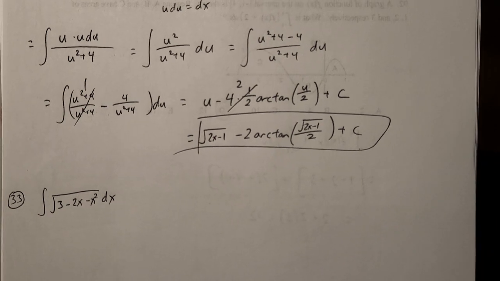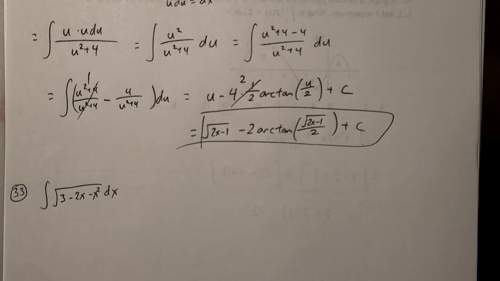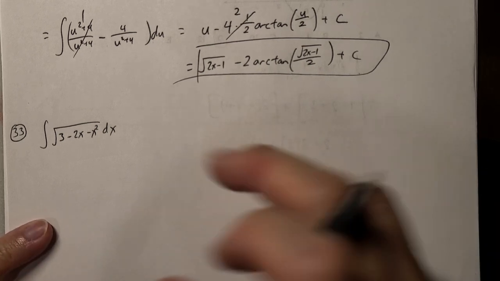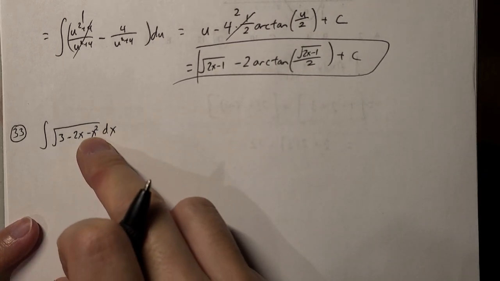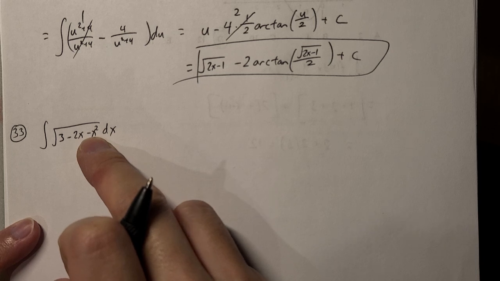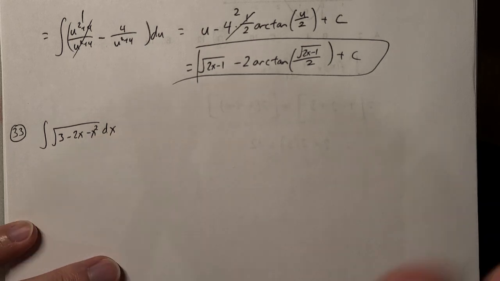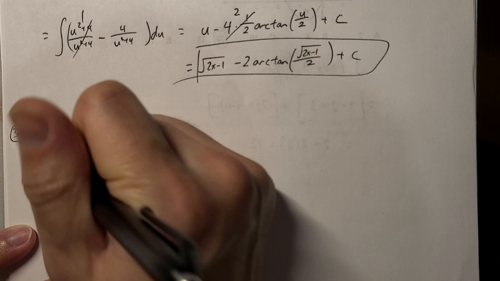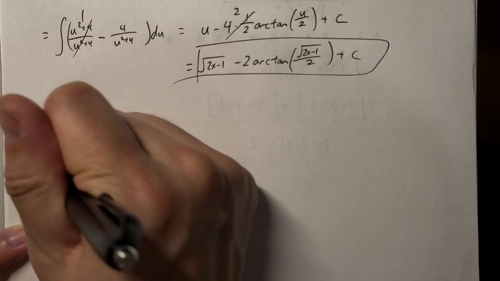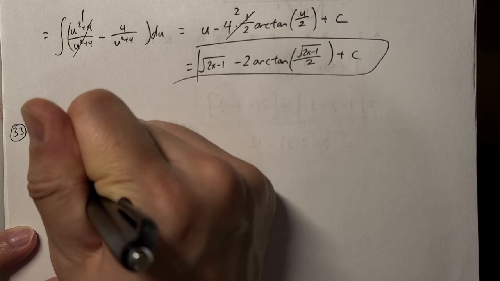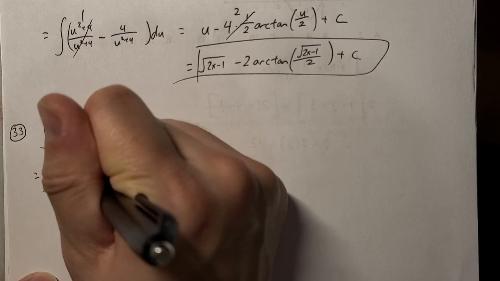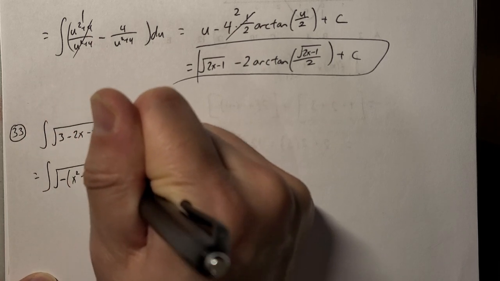Partial fraction decomposition, it's not a rational function, so no. So let's try completing the square. But before that, remember, there's a requirement for completing the square. The term in front of the square term has to be plus 1. Has to be a 1. So let's factor a negative 1 from the inside. Negative x squared plus 2x minus 3. It'll be like this.